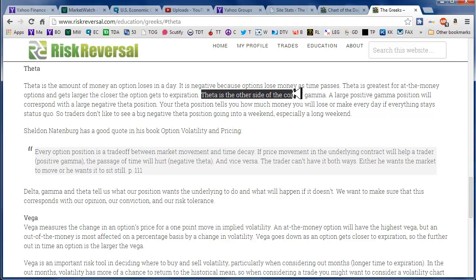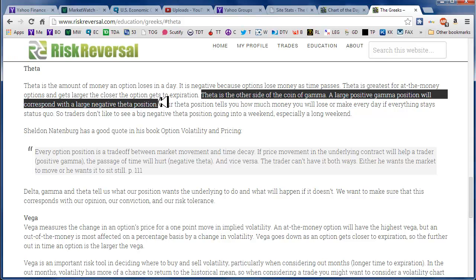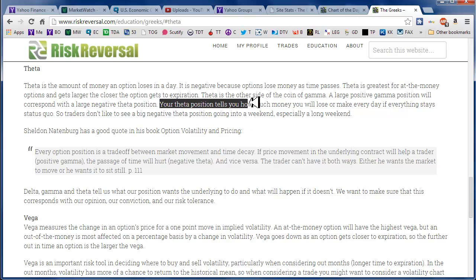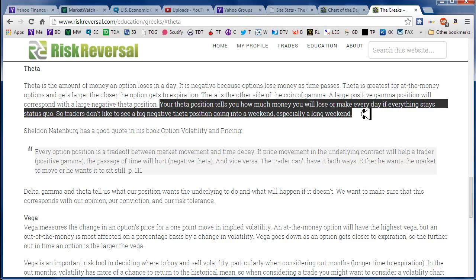Theta is the other side of the coin of gamma. A large positive gamma position will correspond with a large negative theta position. I don't pay much attention to gamma typically. Theta and delta are the two that I pay the most attention to. Your theta position tells you how much money you will lose or make every day if everything stays status quo. So traders don't like to see a big negative theta position going into a weekend, especially a long weekend.